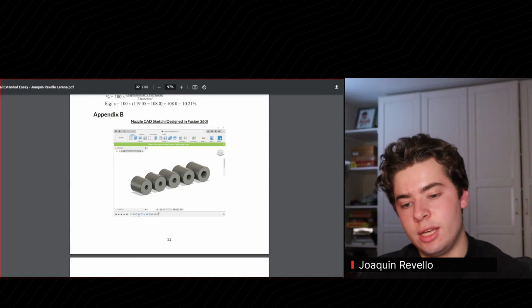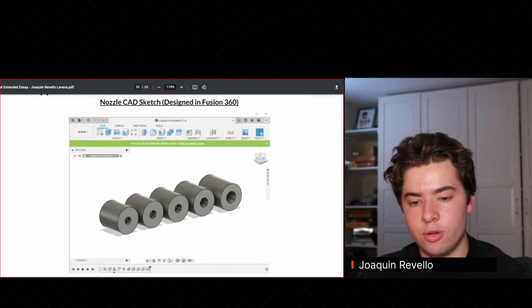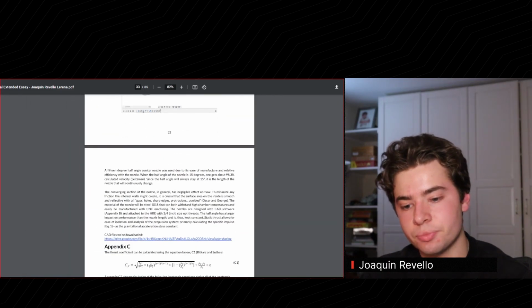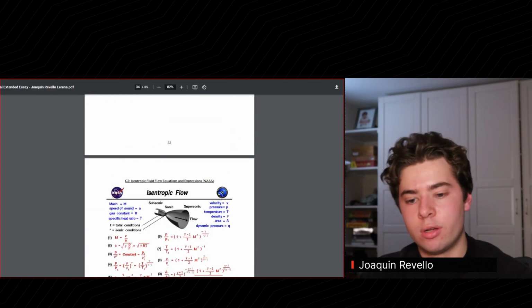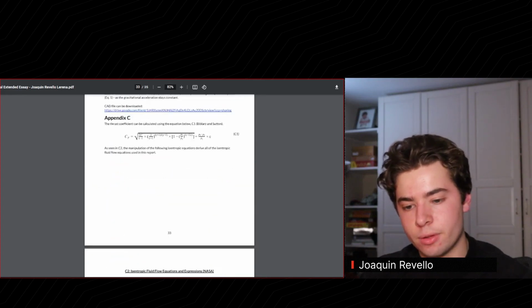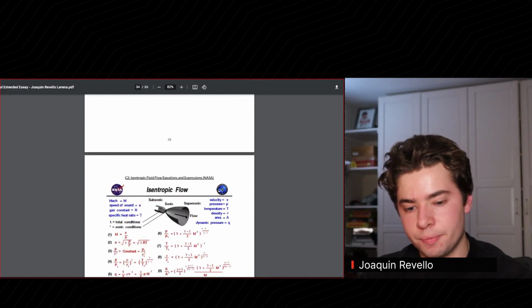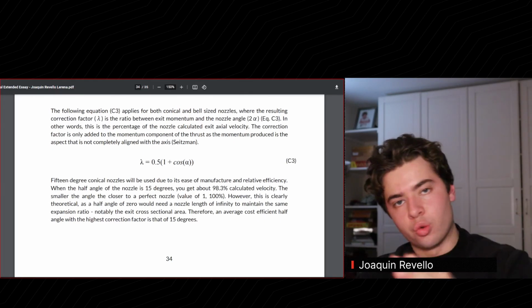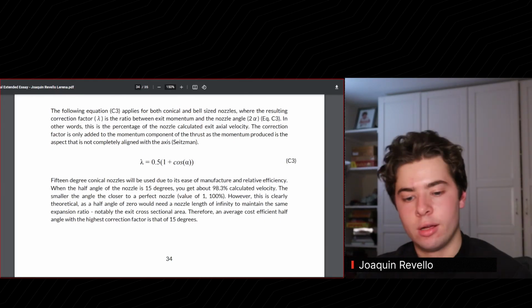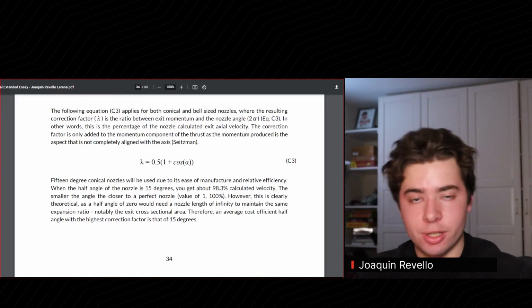Next, here are some of the nozzle CAD sketches that I used with Fusion 360. And then some extra research that I removed. Extra research here from Appendix C. And here's some extra research that did not correspond at all to the research question, so I ended up removing it.